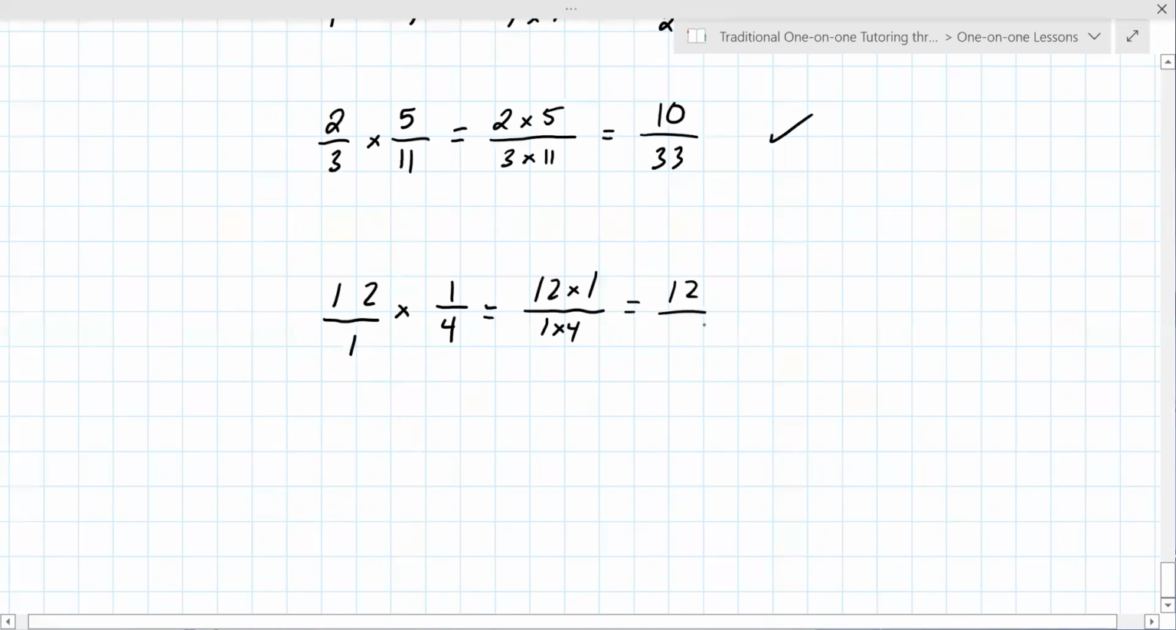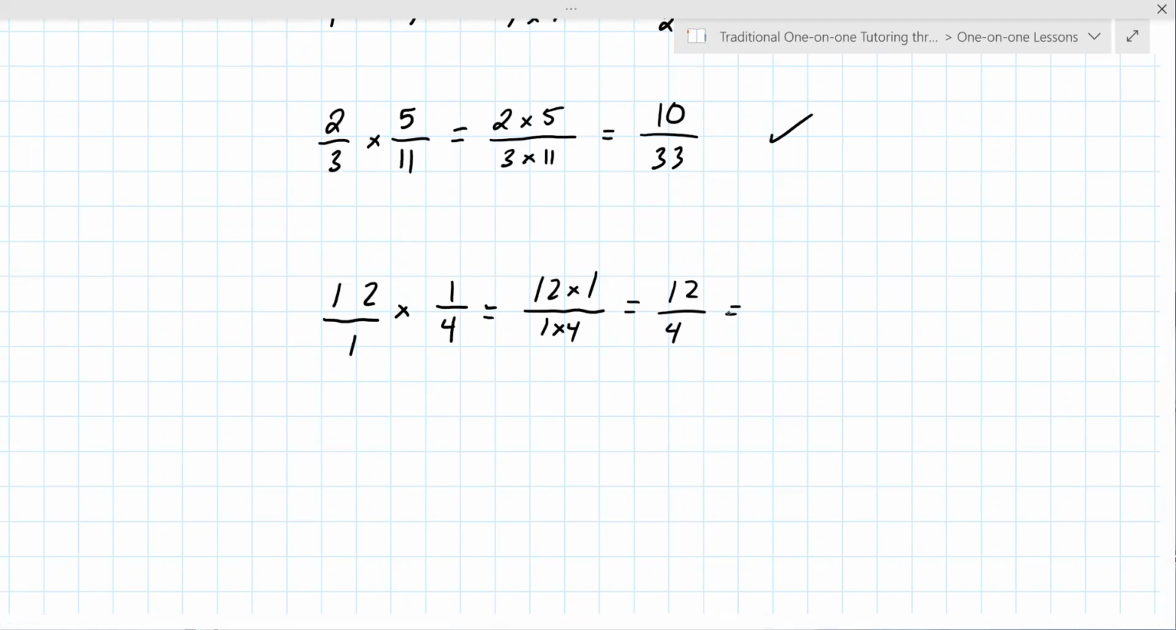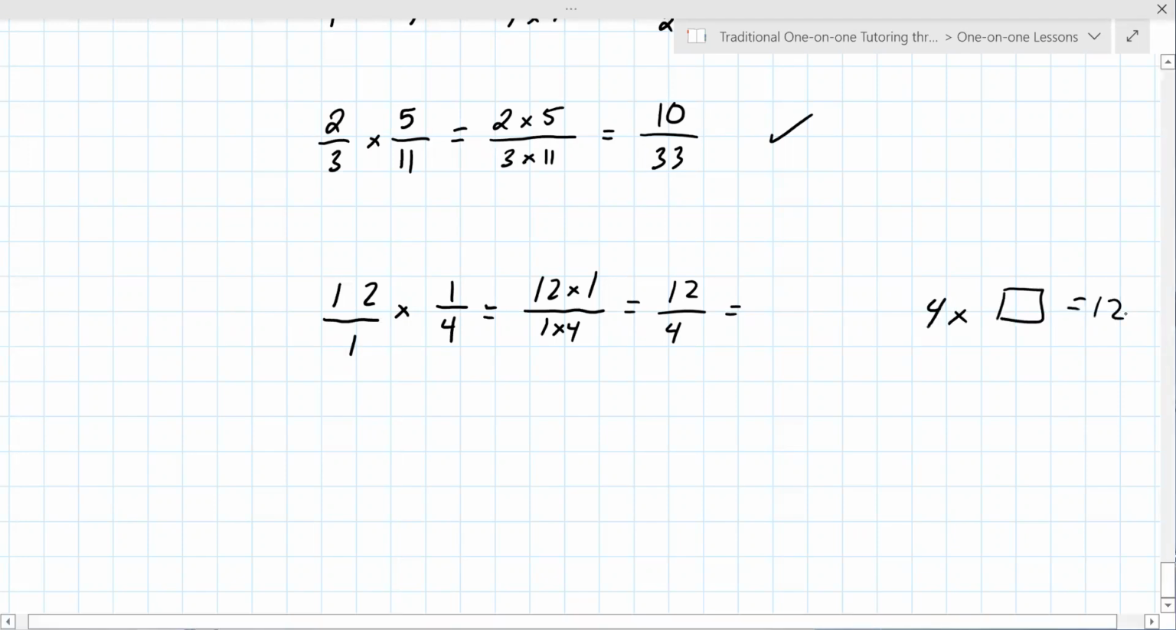is 4. Okay, now does 4 go into 12? What is 12 divided by 4? 2. Nope. So remember, division is like multiplication. 4 times what number is 12? 3. 3. Good.